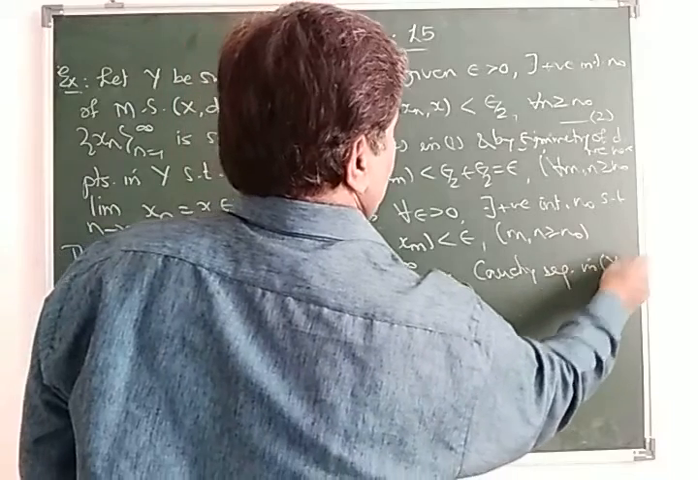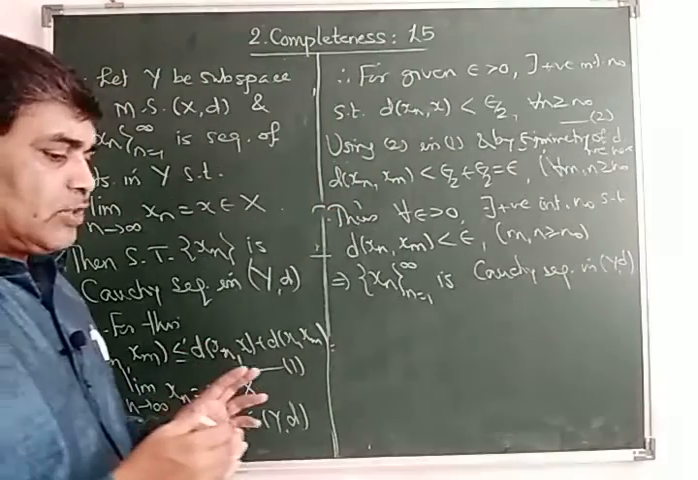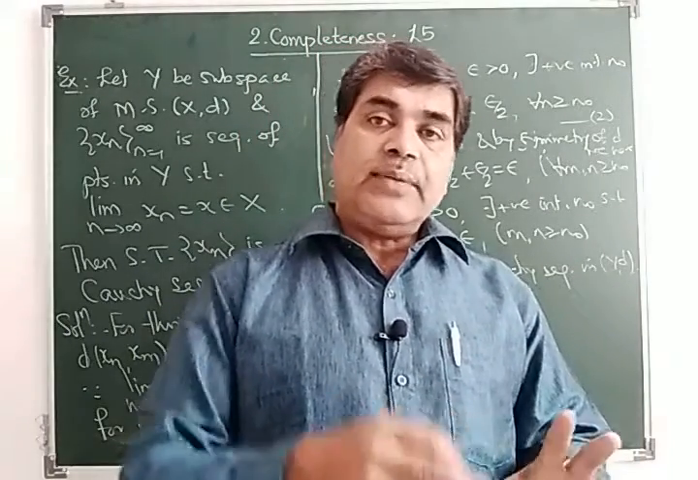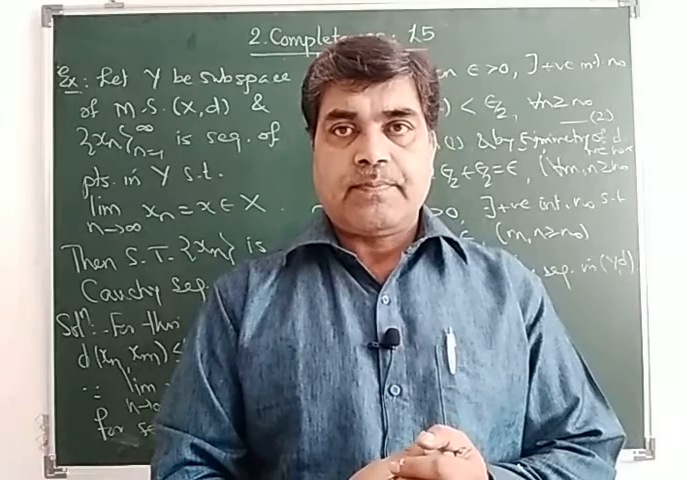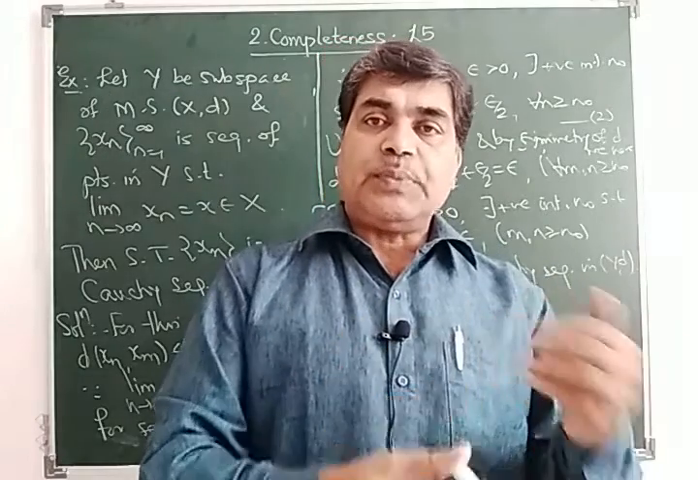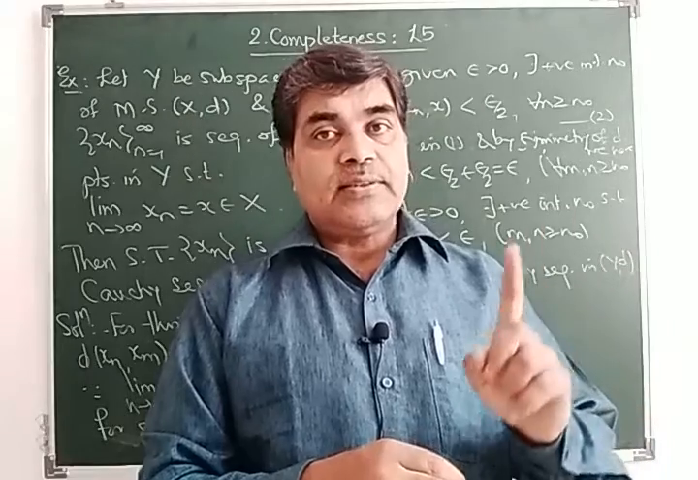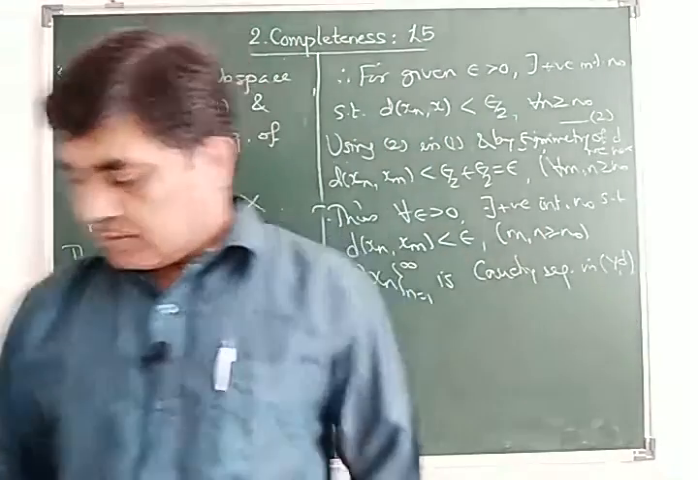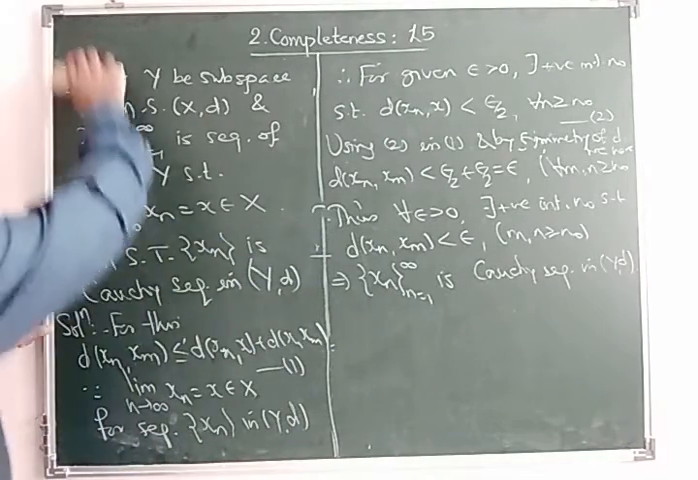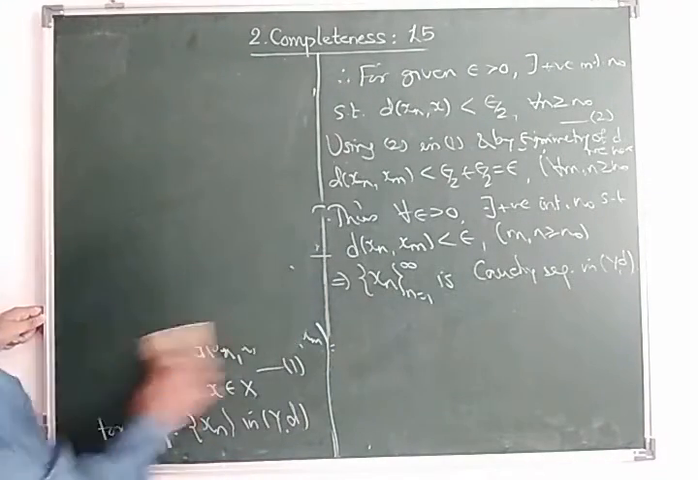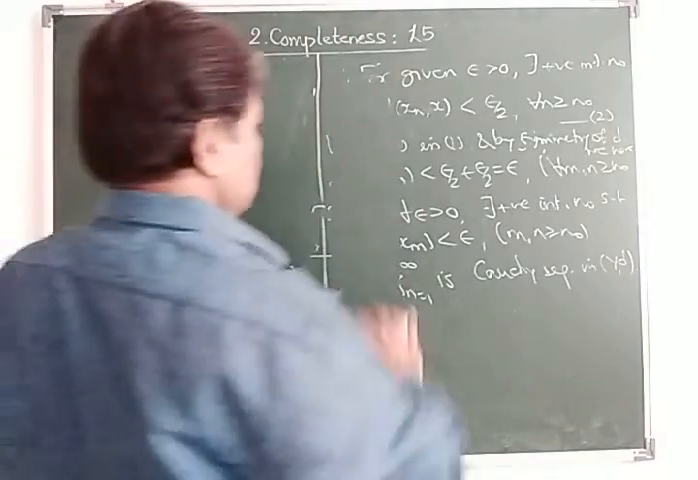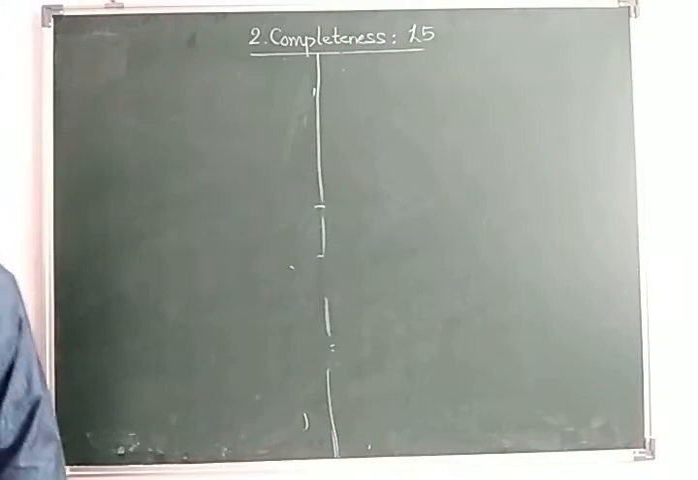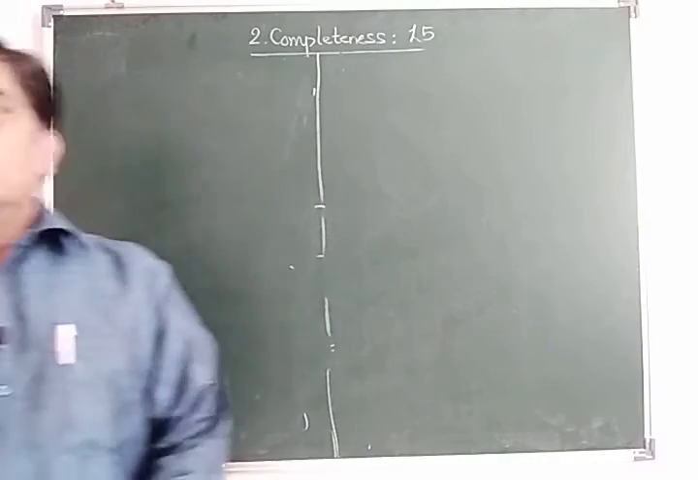in Y, d. So whenever we have a convergent sequence, if a sequence xn of points in Y has its limit lying in the whole metric space X, that limit point of that sequence may not be in Y, but that sequence must be a Cauchy sequence in Y. Okay, so that we proved here. Next example.